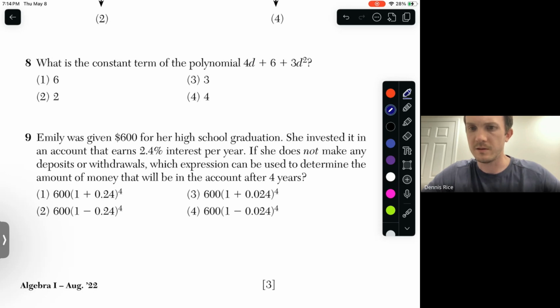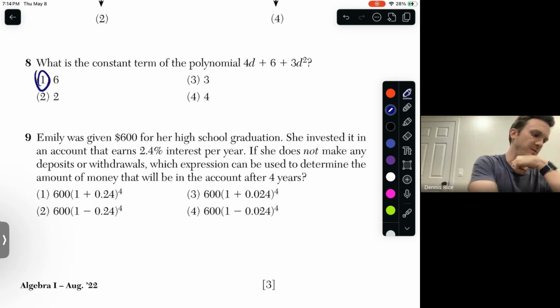All right, these are relatively quick. What's the constant term for that expression? Constant term is a number without any variable attachment. So the six here, which would be choice one.